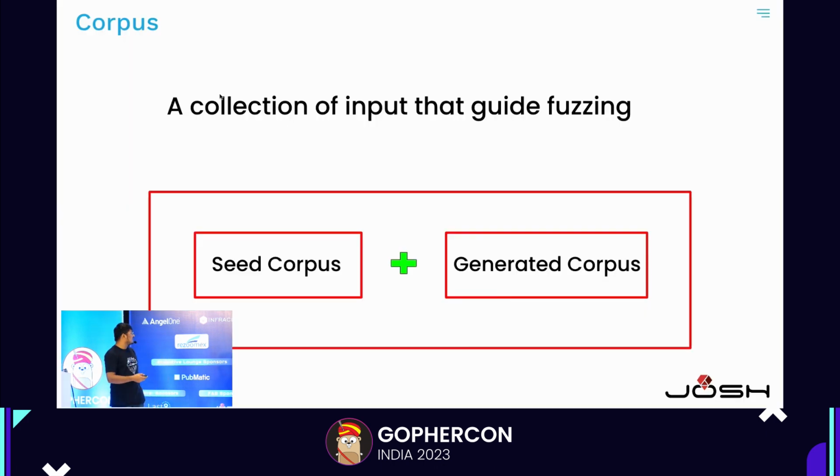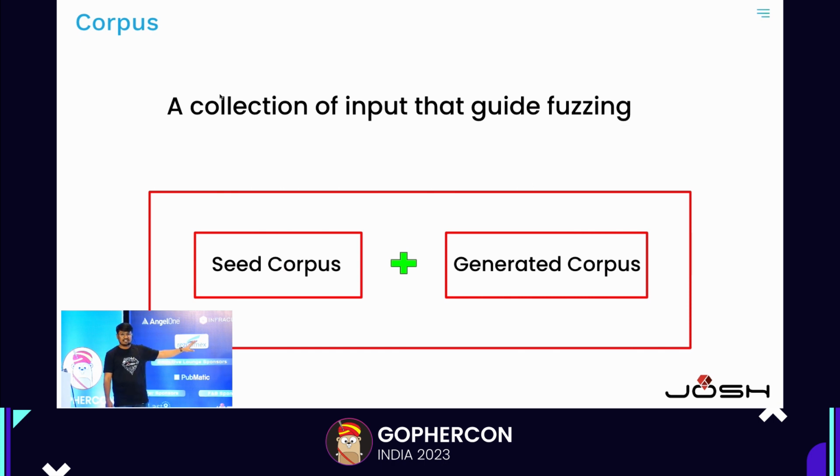So corpus is nothing but a collection of inputs that guide the fuzzing. That means while the fuzz testing process is going on, the fuzz engine comes up with new entries. So those are stored in the form of this corpus. And there are two types of corpus. One is the seed corpus, and one is the generated corpus.